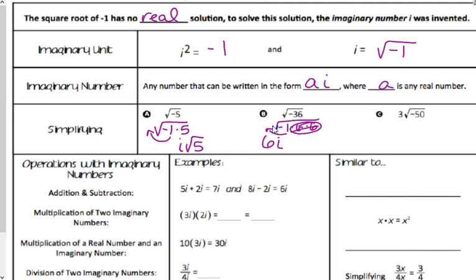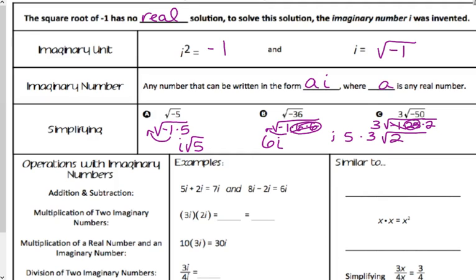Here we have 3 times the square root of -50. So we're going to have 3 square root of -1 times 25 times 2. And 25 is a perfect square, so we're going to pull out its square root, which is 5. So we're going to have our 3, we're going to put a 5, and the square root of -1 is i. And so what we have left as our surd is just 2.